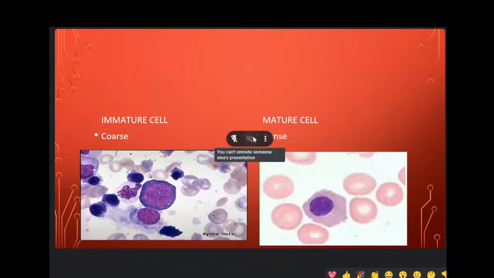Anyways, what do you need to look for? Chromatin pattern. Saan ba nakikita ang chromatin? Sa nucleus ba o sa cytoplasm?